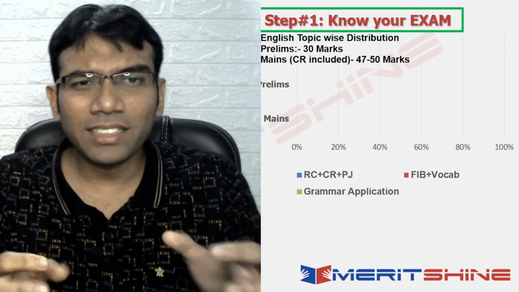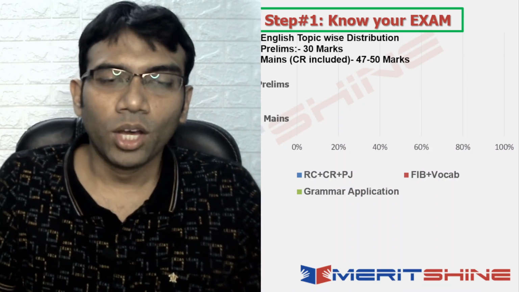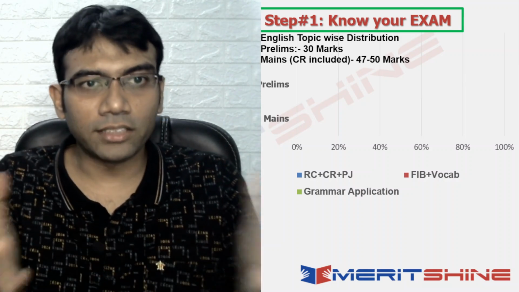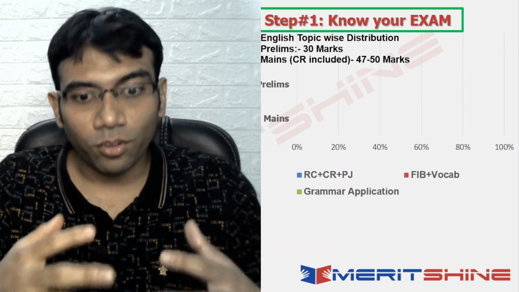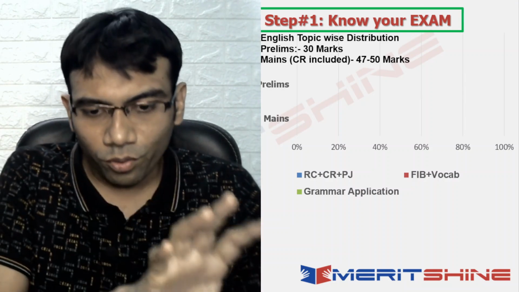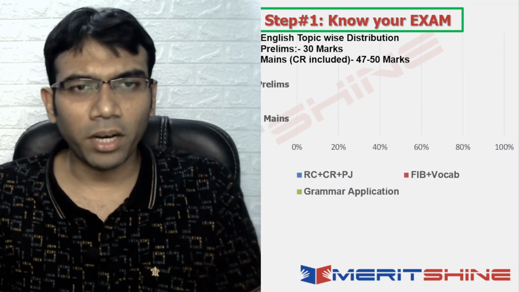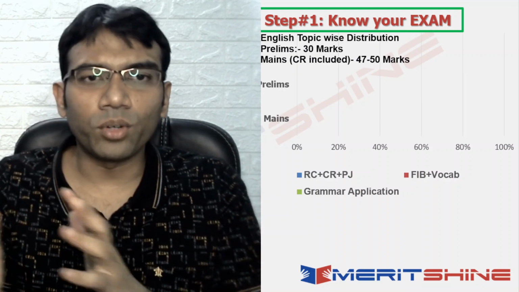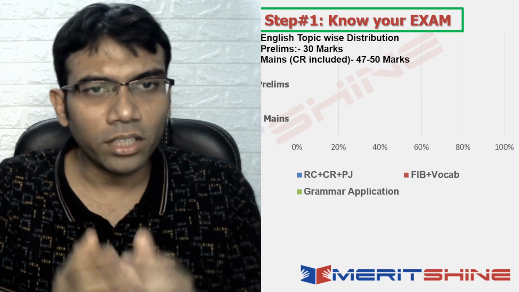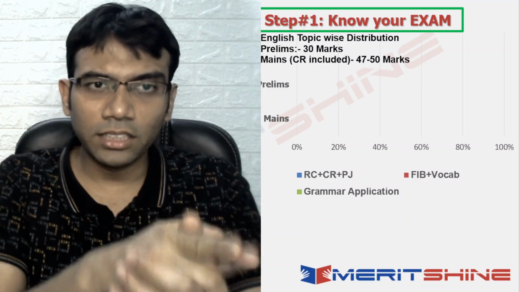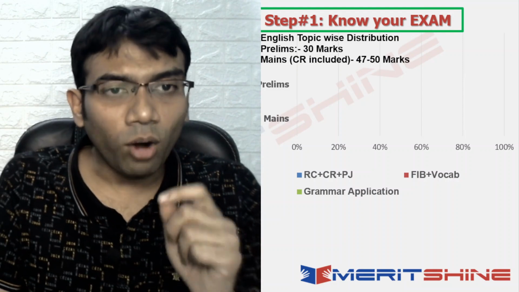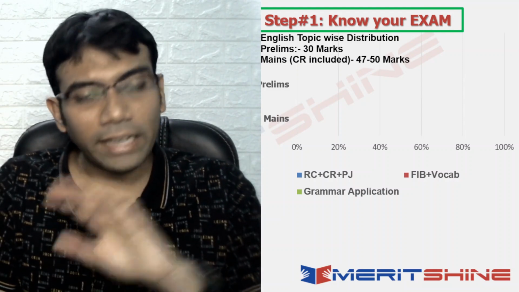But critical reasoning is an integral part of verbal reasoning, and English is obviously an extension of verbal reasoning, right? Words based reasoning. So together, critical reasoning and reading comprehension, 47 to 50 marks: 40 marks in the English section and 7 to 10 marks, which varies from year to year, in the reasoning section in critical reasoning. Okay.